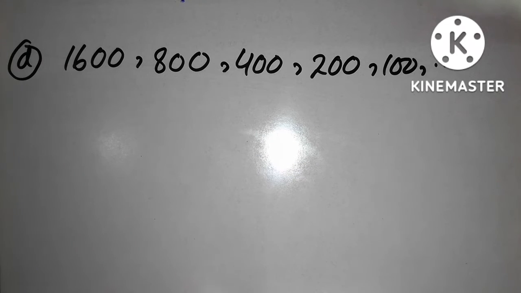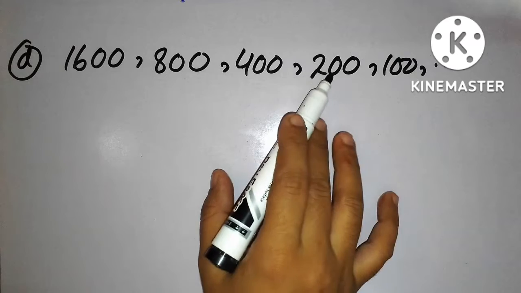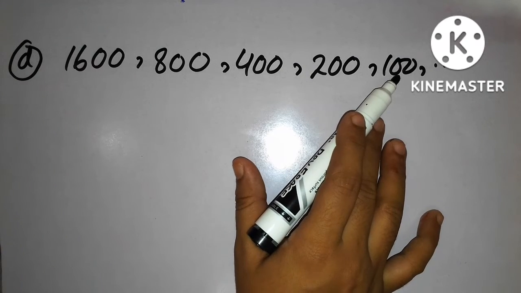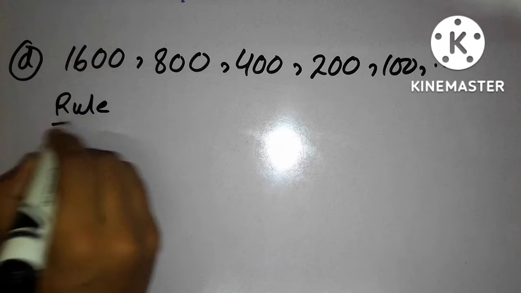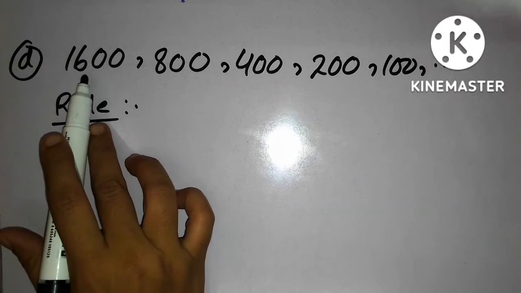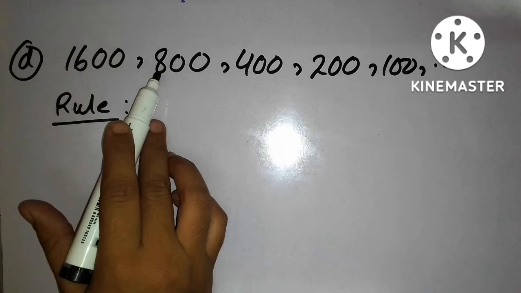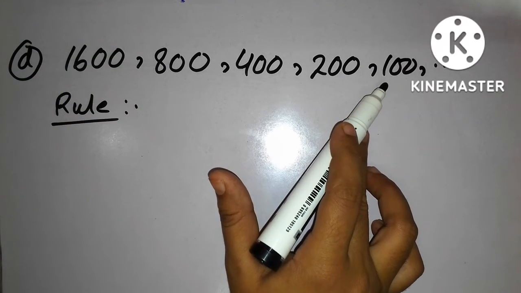Okay, now the D part is here. In the D part we have 1600, 800, 400, 200 and 100. Now they are asking to state the rule, and then they are saying write down the next two terms.